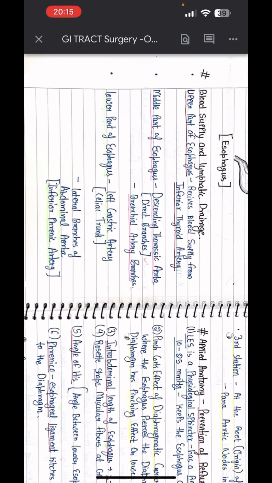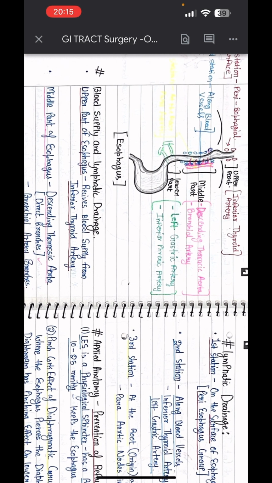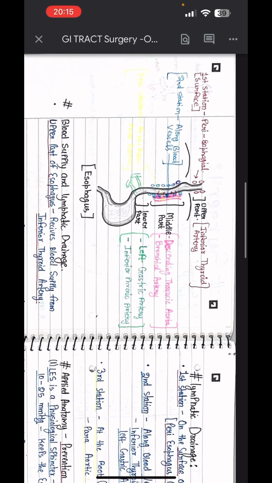So blood supply, first of all, there are three parts: upper part, middle part, and lower part. Middle part is longest part. So upper part of the esophagus receives blood supply from the inferior thyroid artery. How you are going to remember is, sir, upper part of the esophagus is present near the thyroid gland. So we are going to remember that this is going to be supplied by the inferior thyroid artery. You can see in the diagram, in the upper portion, upper part is supplied by the inferior thyroid artery.